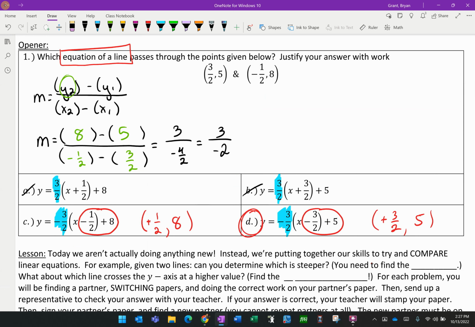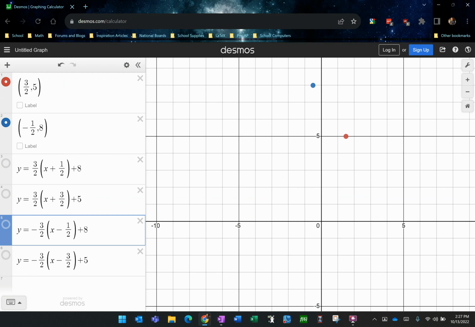And you'll notice D does have a point that was given to us, 3/2 comma 5. So this line then has one of these 2 points, and it has the slope that matches the 2 points. And if you were able to graph it, you'll notice that when I create this graph, it does pass through the 2 given points.